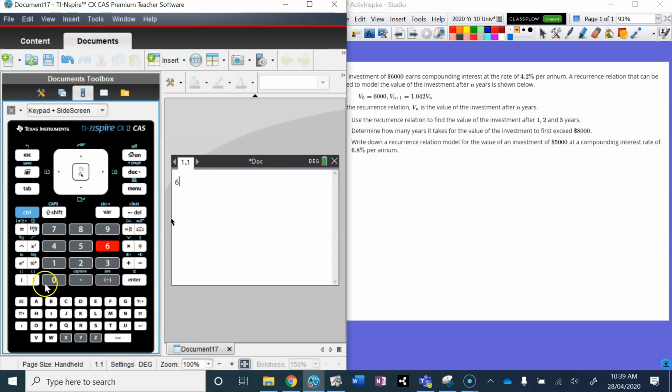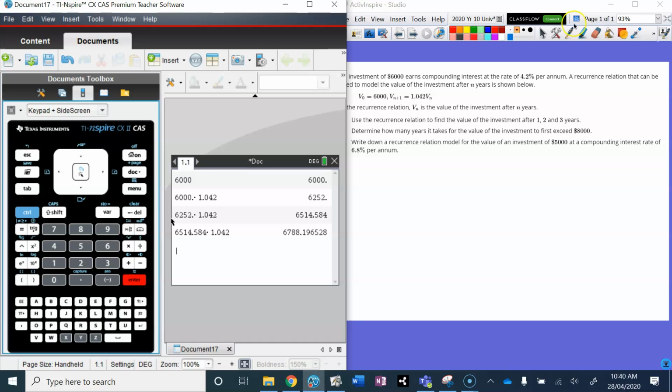I need to type in the initial value, $6,000, and hit enter. And that stores that initial value in the calculator. So knowing that the subsequent terms in that sequence are calculated by multiplying by 1.042, I need to type in times 1.042, and each time I hit enter, the value of the investment is calculated for that particular year.